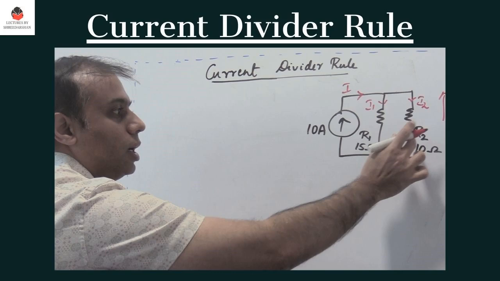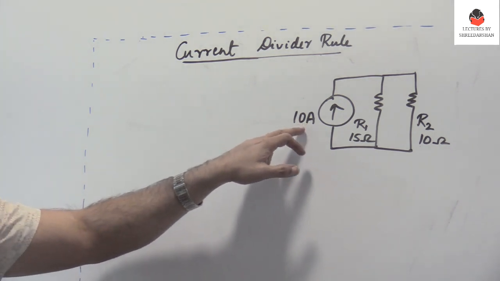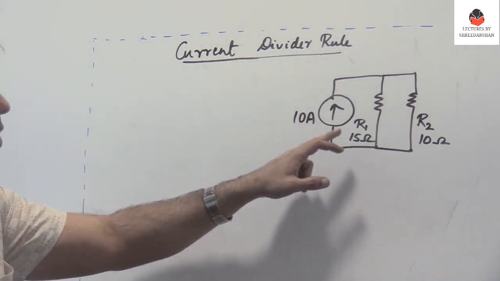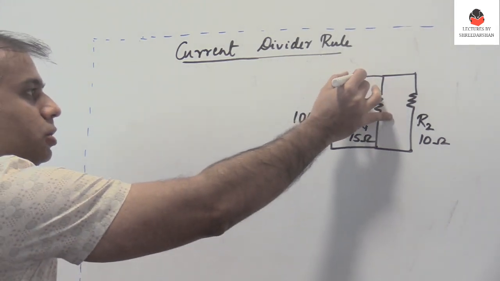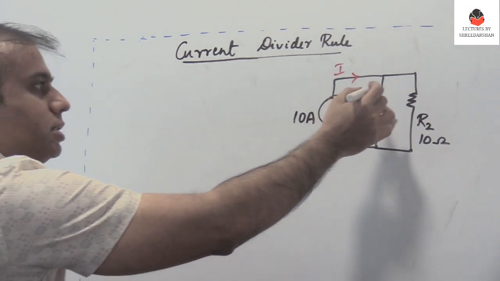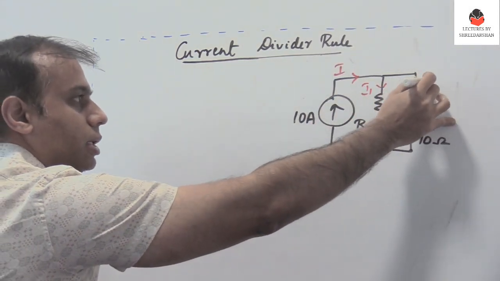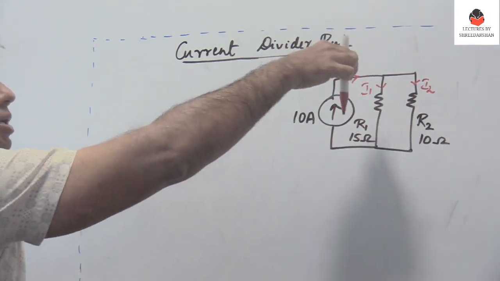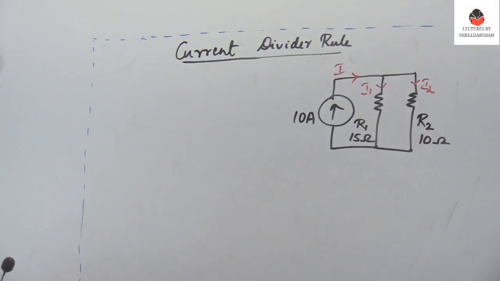To understand the current divider rule, let us consider a simple circuit. So we have a current source of 10 amperes and two resistors connected in parallel. Therefore the total current flowing in the circuit is I. Now this current I gets divided into I1 and I2. I1 is the current flowing through R1 and I2 is the current flowing through R2.